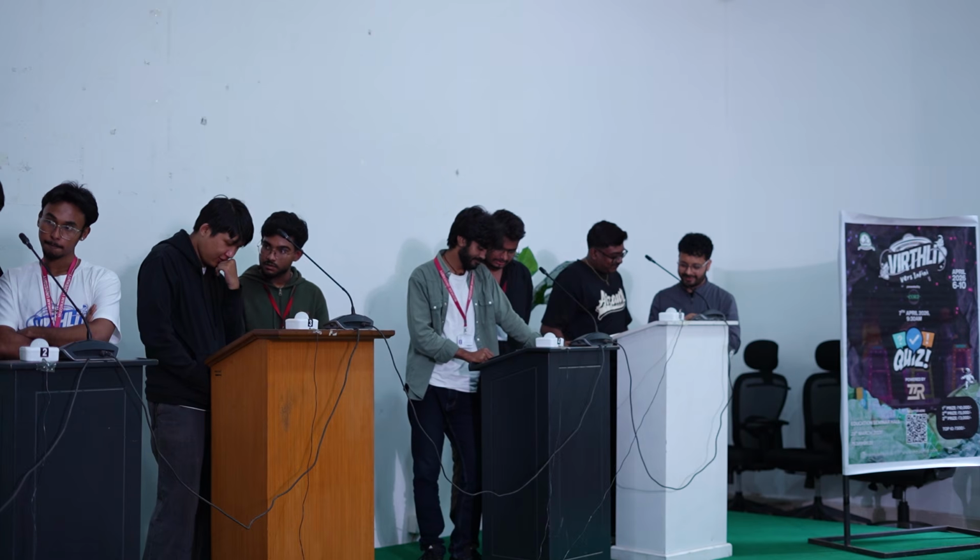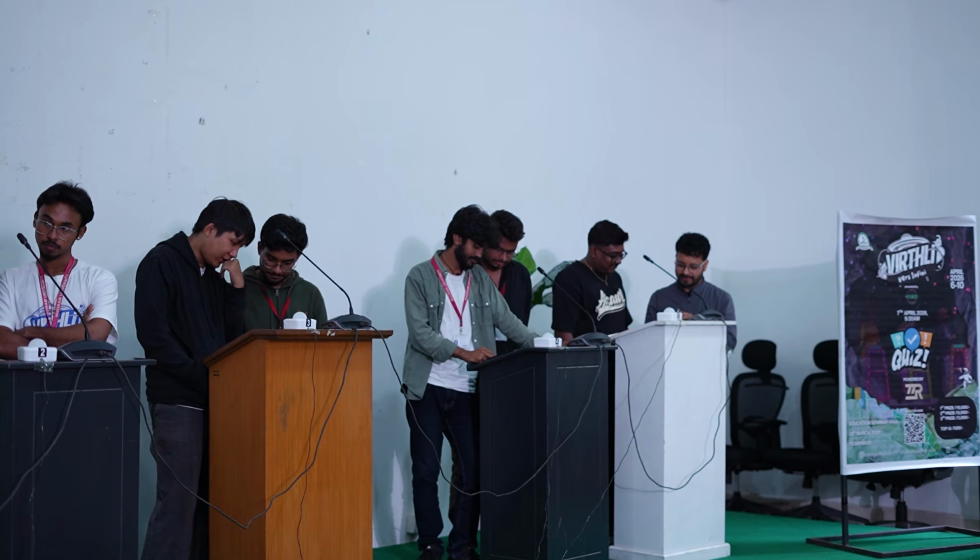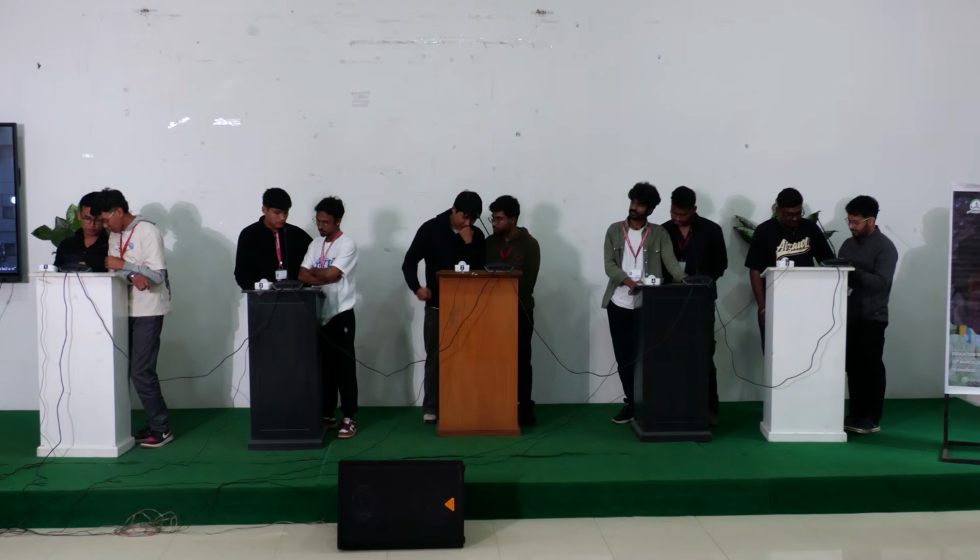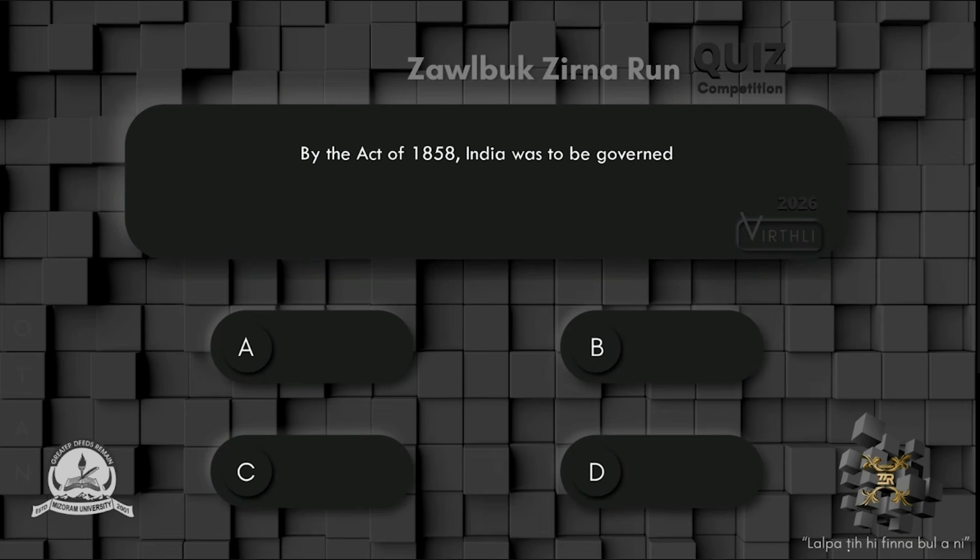Alright. Last question for team 5. This is your question. By the Act of 1858, India was to be governed. Options are A, by the company, B, in the name of the crown, C, by a board of directors, and D, in the name of Governor General of India. And your time starts now.